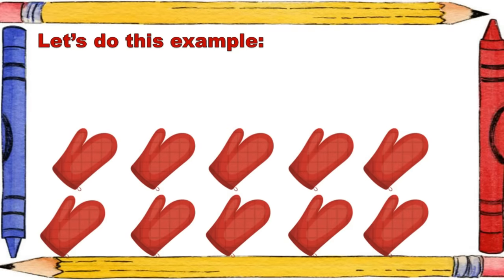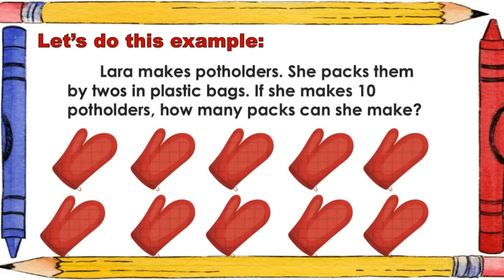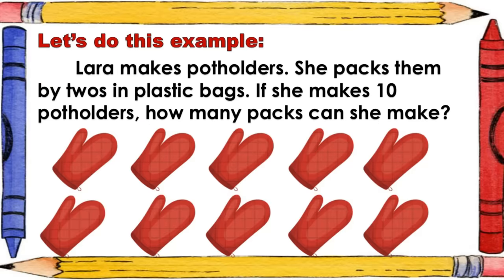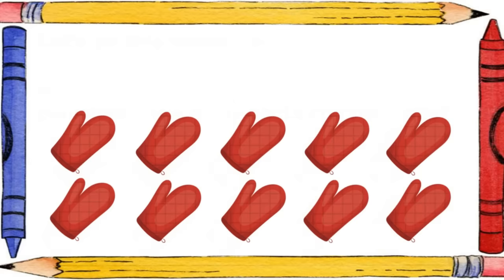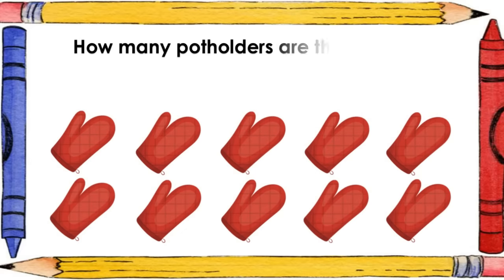Let's do this example. Lara makes pot holders. She packs them by twos in plastic bags. If she makes 10 pot holders, how many packs can she make? Let's see. The first question is, how many pot holders are there? Let's count the pot holders.